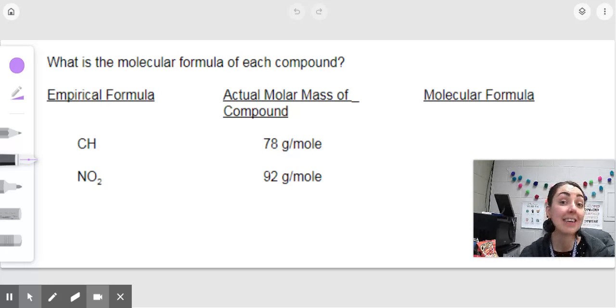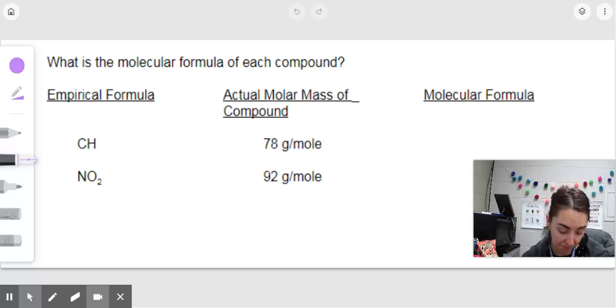The simplest form. Sometimes the simplest form is the actual molecule, but sometimes the actual molecule is a bigger version of that form. So like hydrogen peroxide is H2O2. The simplest form of that would just be HO. I can divide both of those by 2. But in reality, it's H2O2. Or glucose is C6H12O6. In reality, I could divide all of those by 6 and get CH2O. That would be the empirical formula. But in real life, the molecule is C6H12O6. So sometimes empirical and molecular are the same and sometimes they're not.